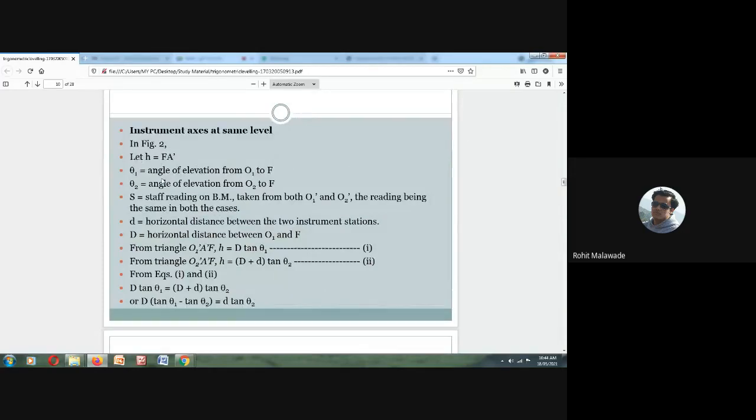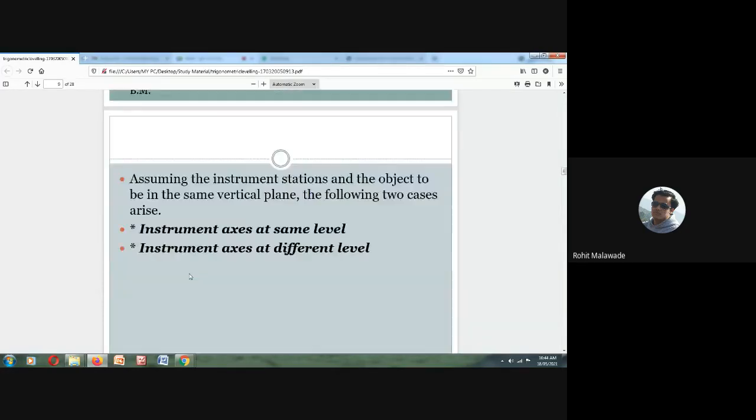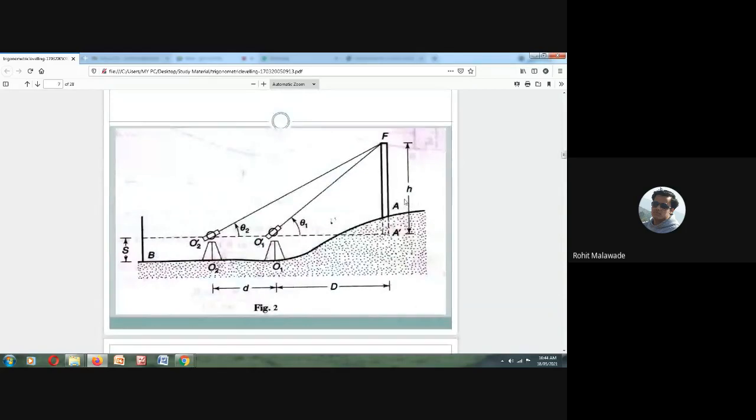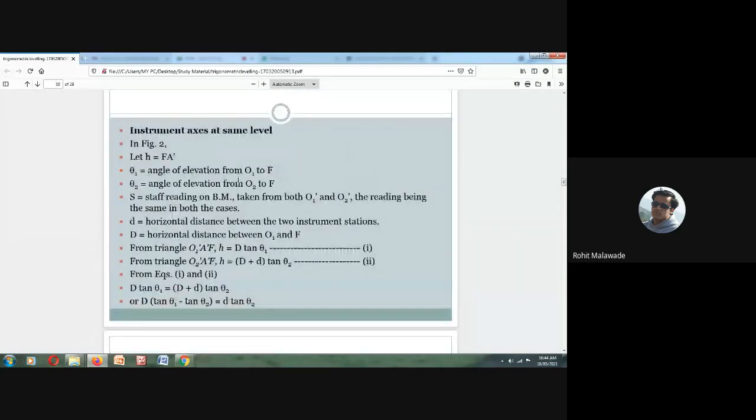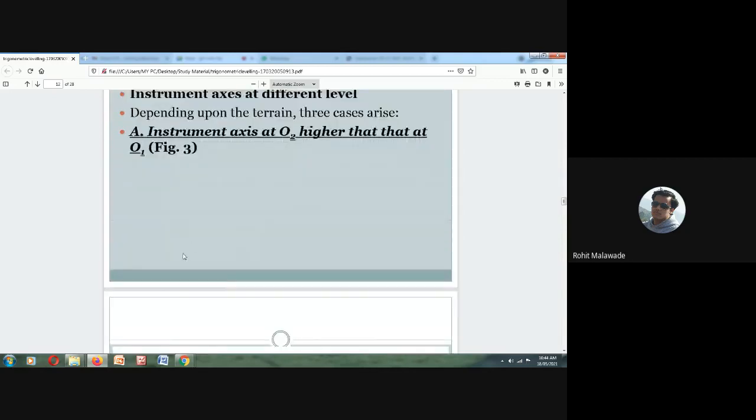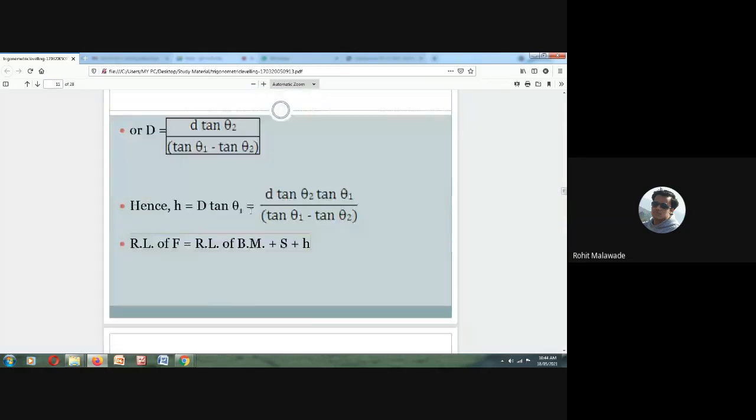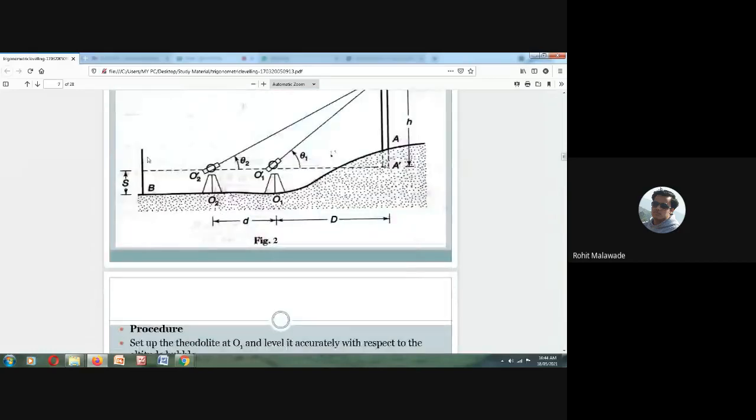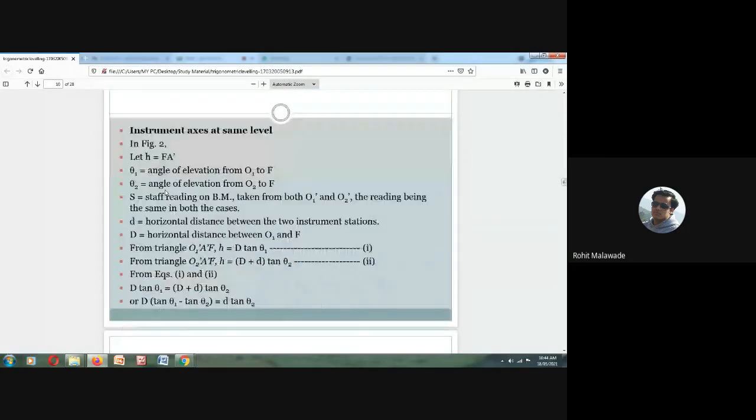Now, let H be equal to FA. This vertical distance is nothing but FA. Next, theta 1 is the angle from O1 to F. You already know it. Theta 2 is the angle of elevation from O2 to F. S is the staff reading kept on the benchmark, taken from both O1 and O2. You have kept the staff over here, and you have taken the staff reading.